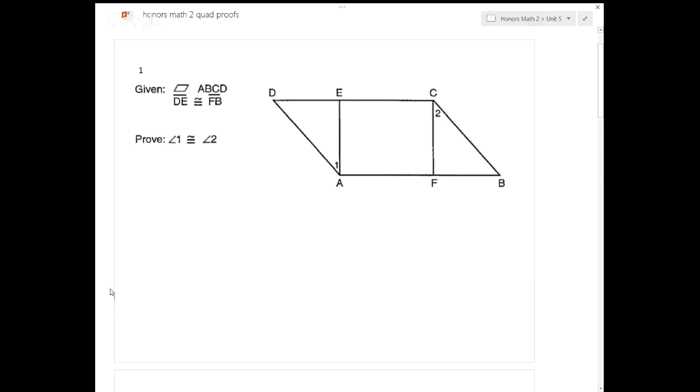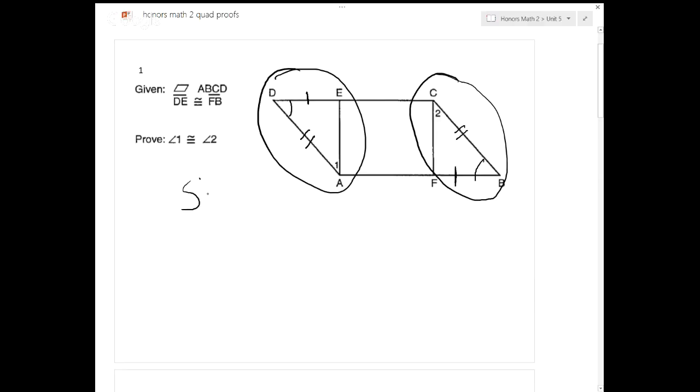We start with the first one. We have ABCD as a parallelogram, and DE is congruent to FB. So in that case, we could mark these two segments congruent. We can also say, since it's a parallelogram, or really why they're giving us that, is that B and D are congruent because they're opposite angles, and opposite angles are congruent in a parallelogram. We're going to add to that the fact that AD and BC are congruent as well. So that's going to give us two triangles here. We have DEA and CFB, these two right here. These two triangles are congruent by side, angle, side.